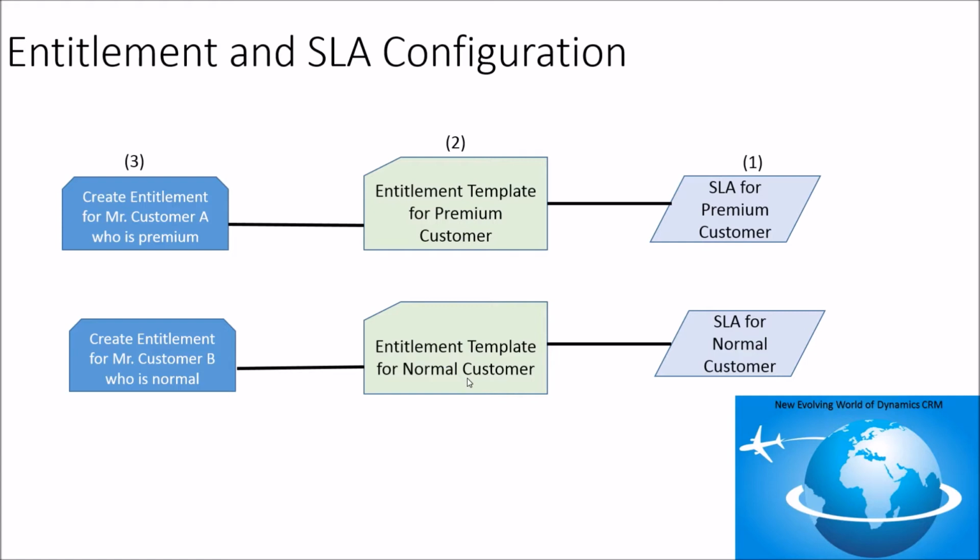Okay, so in step 1 you define SLA. In step 2 you define the template for entitlement, where you define the set of rules and everything. And then in step 3 you actually link this customer to the actual entitlement, right? And once you do this, when customer A calls in and he has some problem or query, then he is served using premium SLA. And if customer B calls in, then he will be served using normal SLA. Okay, so this is what we are going to see today in our demo. So, time for a demo.